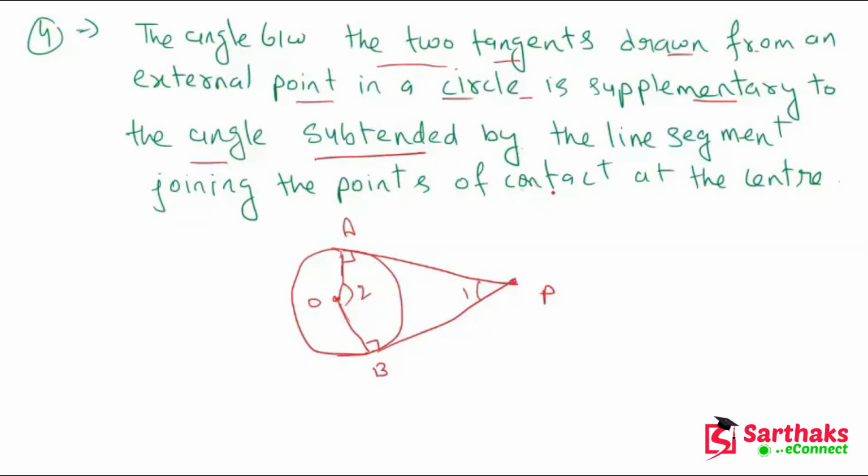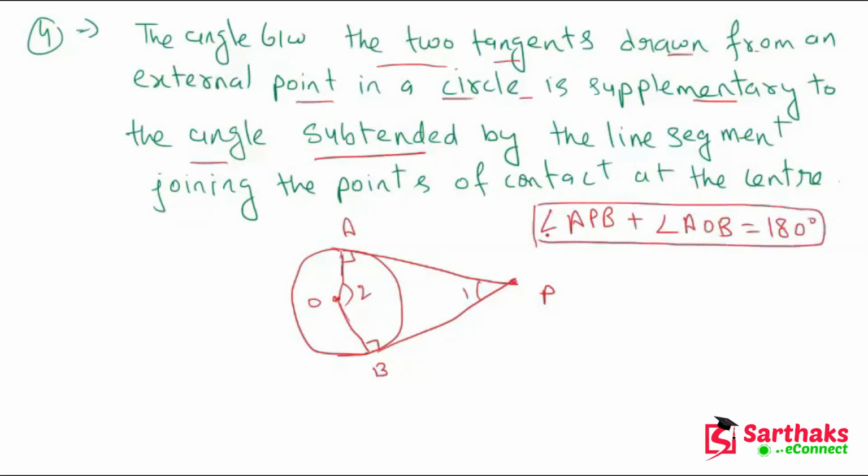So now according to this statement we can say that angle APB plus angle AOB is equal to 180 degrees. Here supplementary means two angles having a sum of 180 degrees. That's why these angles are called supplementary angles. Okay, my dear friends, I hope you understand these things. So now let's move on.